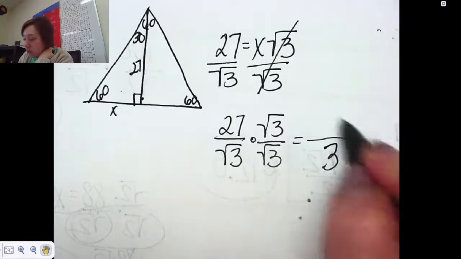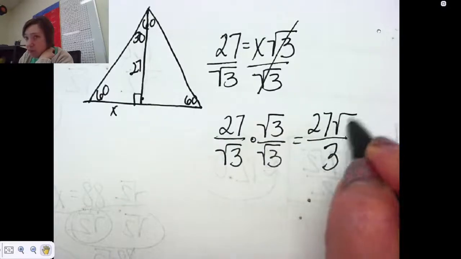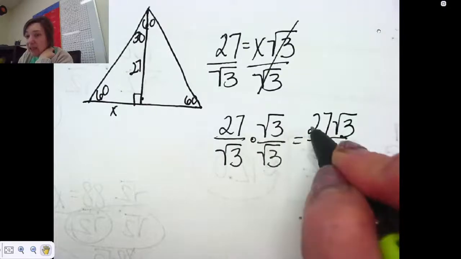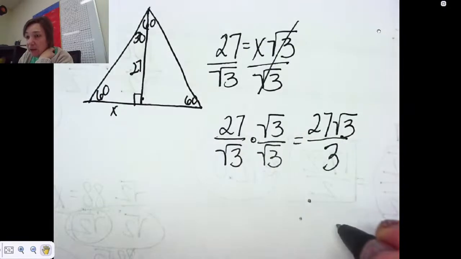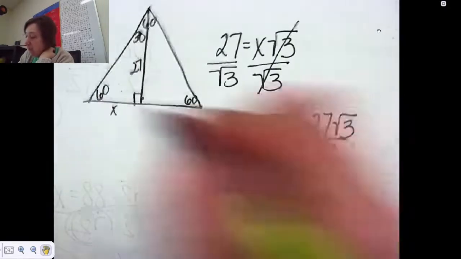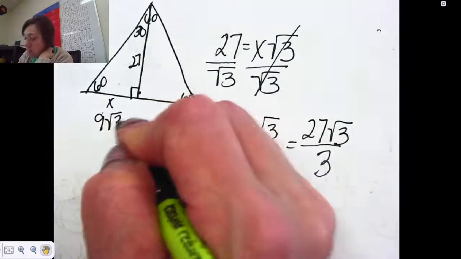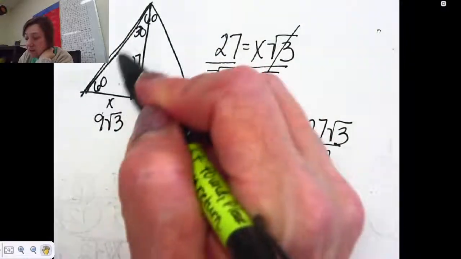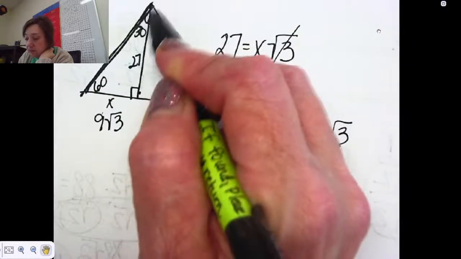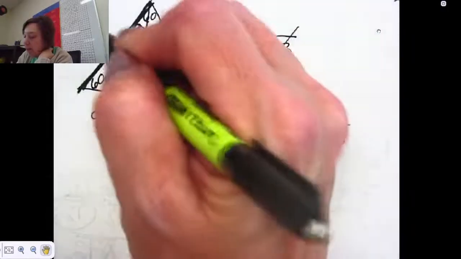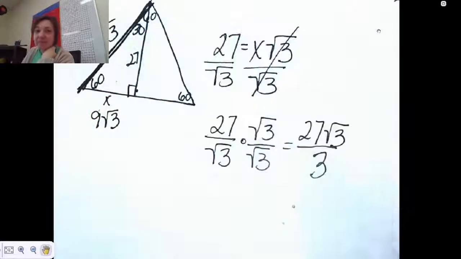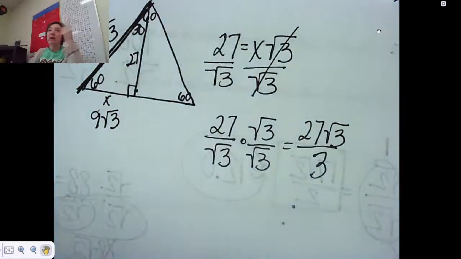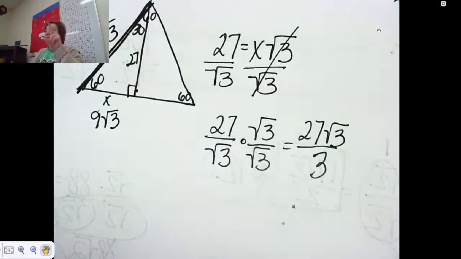3. So on the top, that's 27 square roots of 3, right? Can 27 be divided by 3? Yes. So this is 9 square roots of 3, right? So what's this? Long side. 18 square root of 3. Perfect. How do we know it? The long side's twice as long as the short side.